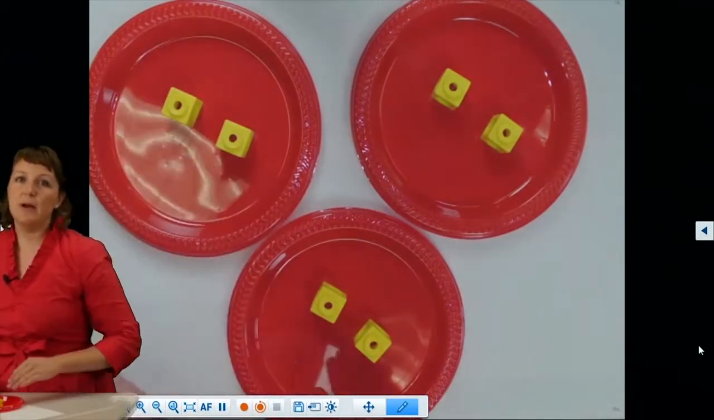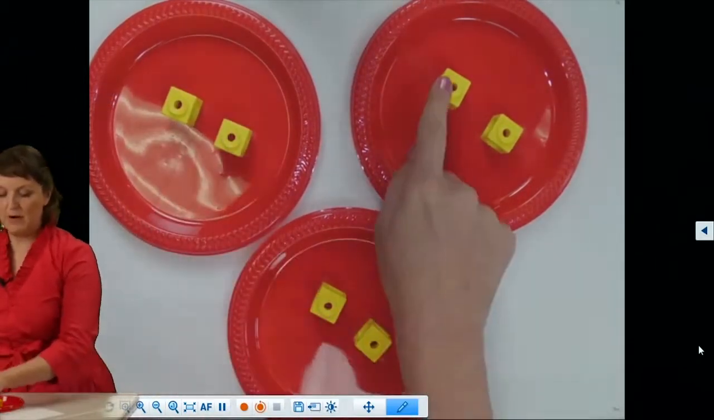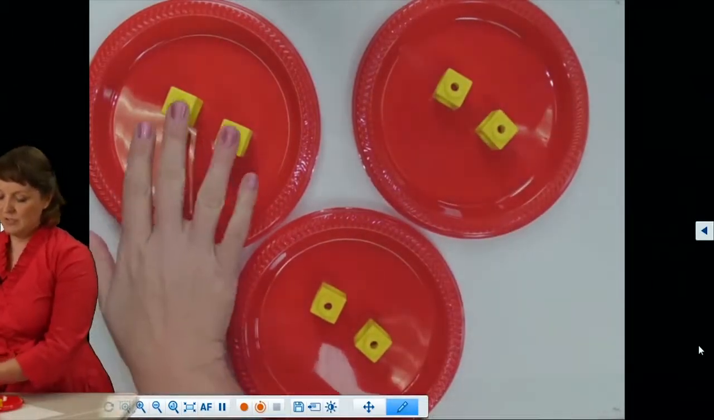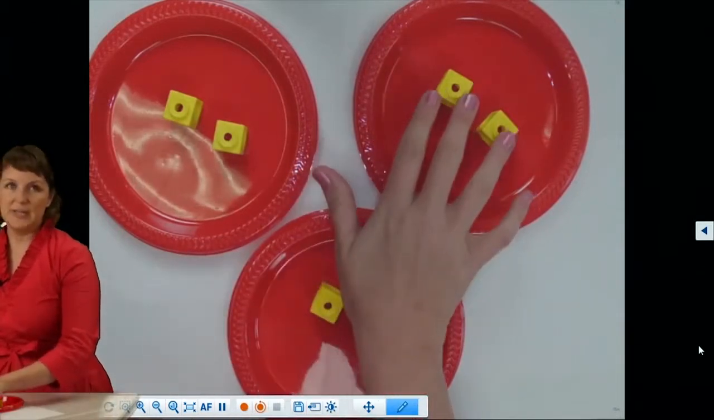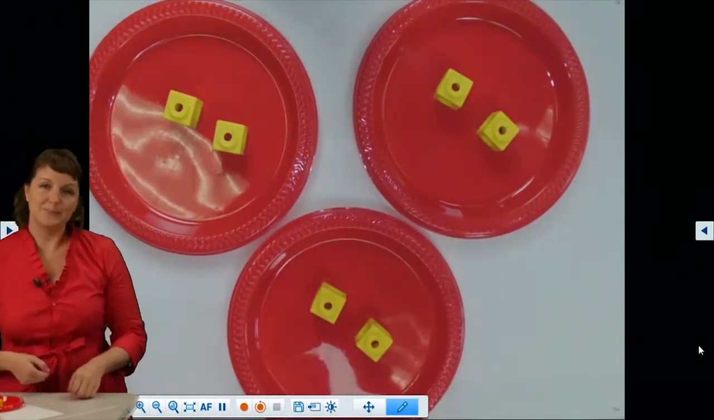So to figure out the product, I could count all of these. I could count 1, 2, 3, 4, 5, 6. Or when students are ready, they could count by twos. 2, 4, 6. So 3 times 2 equals 6.